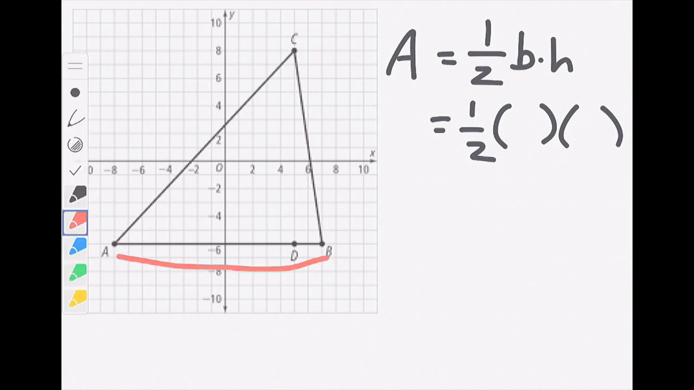And with some pretty quick counting, that's 15 spaces across. So the base would be 15. Now the height is what I need.